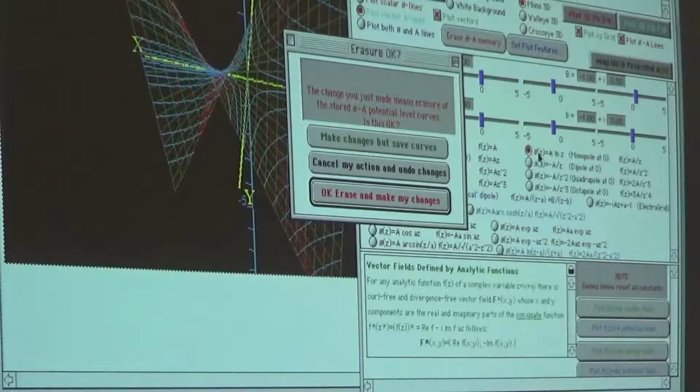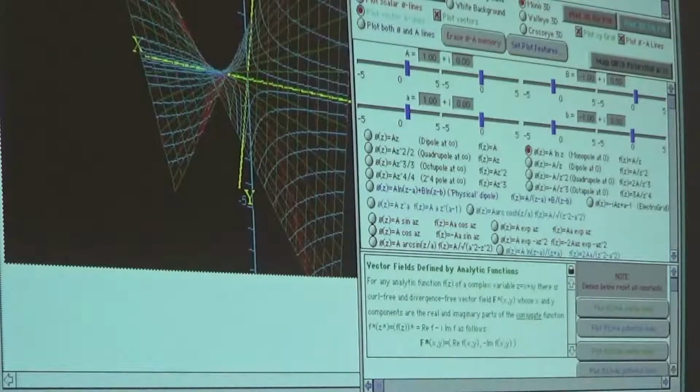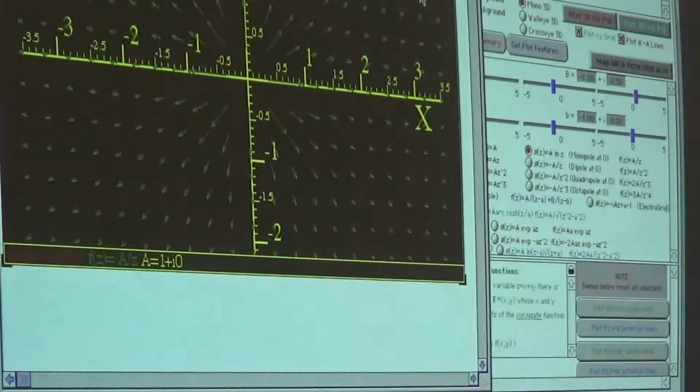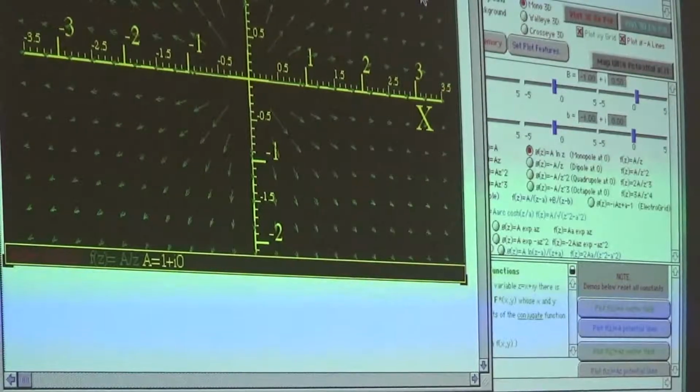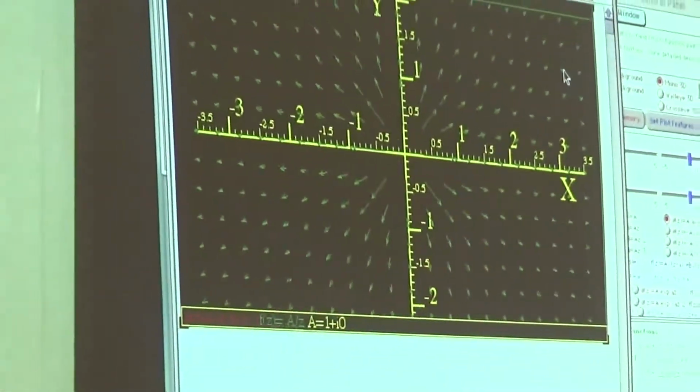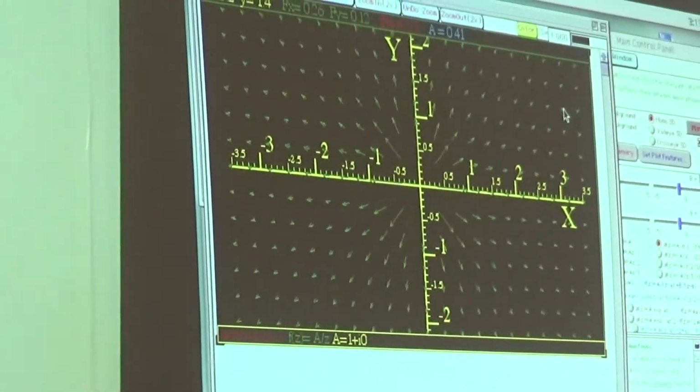And when you click on a new function, you have a choice. You can say, cancel my action, undo changes. What I want to do, and I don't want to save the curve, I just want to erase that memory and go ahead and make the changes that I'm going to do, whatever the potential is. So here is the vector field showing the flow from a monopole, a positive monopole.